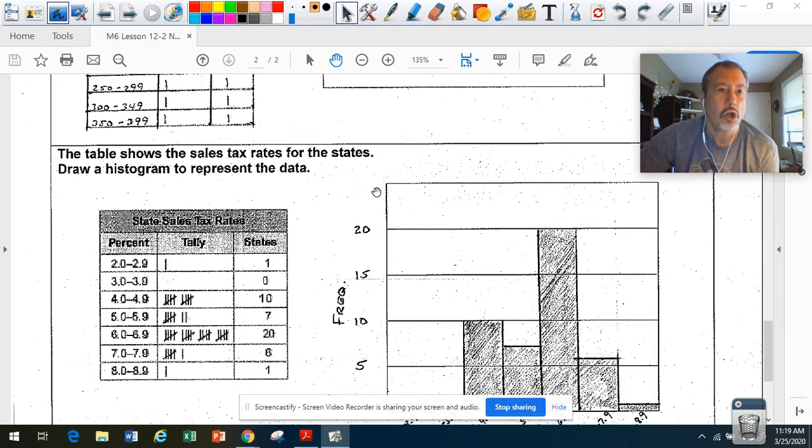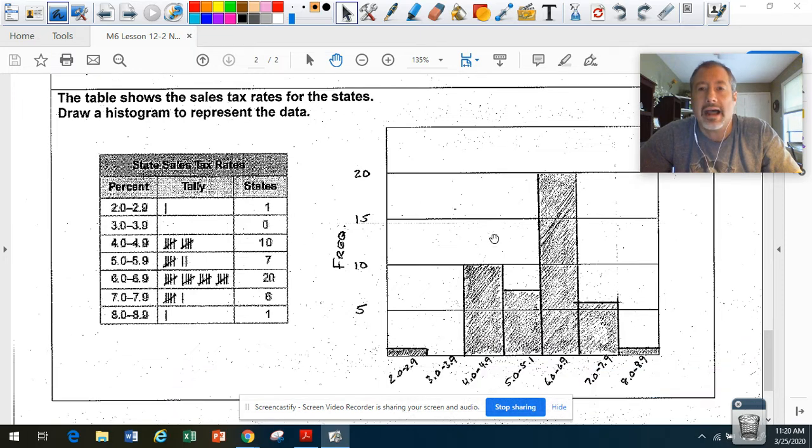It says the table shows the sales tax rate for the states. Draw a histogram to represent the data. This time we're already given our frequency table here. It's broken down into percent: from 2% to 2.9%, 3% to 3.9%, 4 to 4.9%, and so on and so forth, all the way down to 8 to 8.9%. We look at our tallies here.